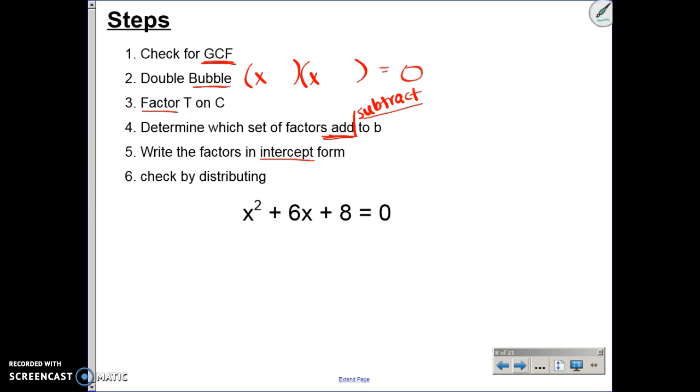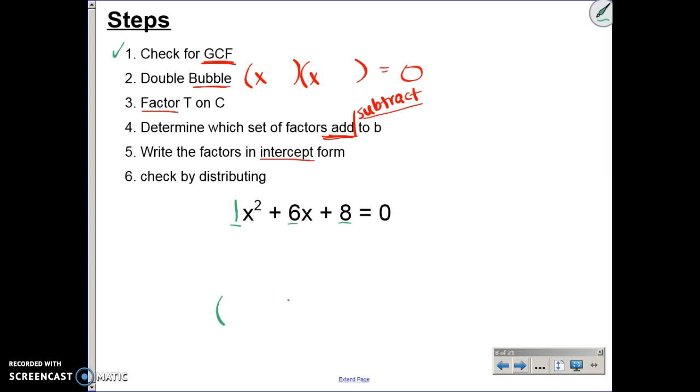I'm going to start going through the example. Step number 1, check for GCF. Okay, that means I got to check all of my numbers. Well, there's really a 1 right there. So 1, 6, and 8. Well, the only thing I can divide 1, 6, and 8 by is 1. But I don't want to take 1 out. That doesn't help me at all. So I'm not going to take out a GCF. There is nothing I can take out.